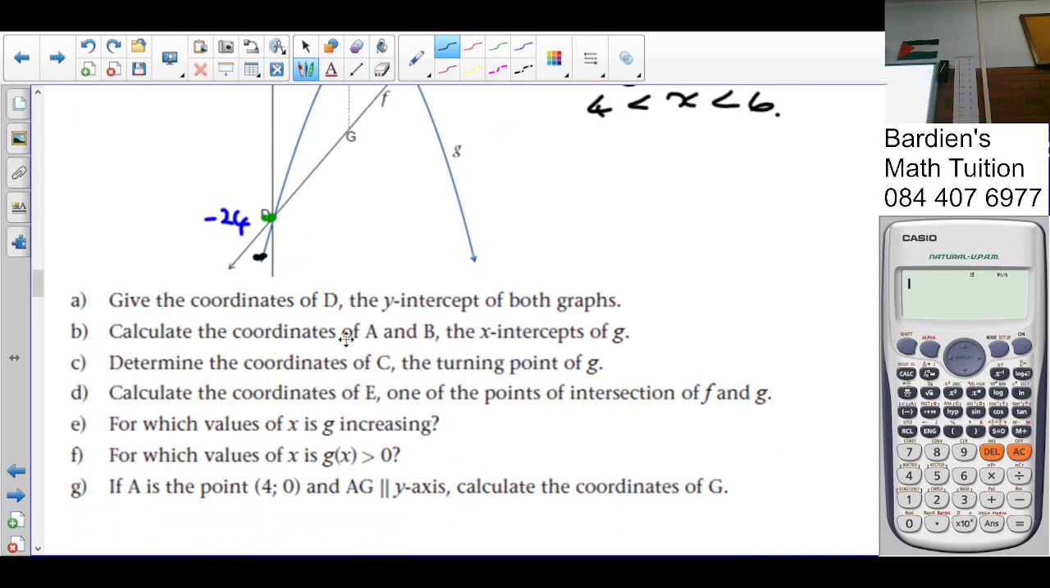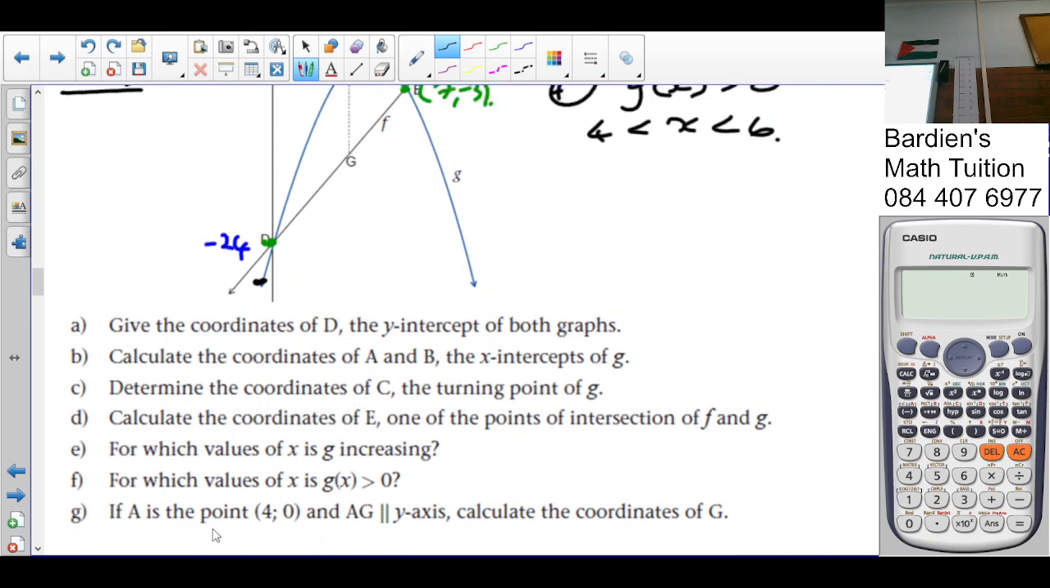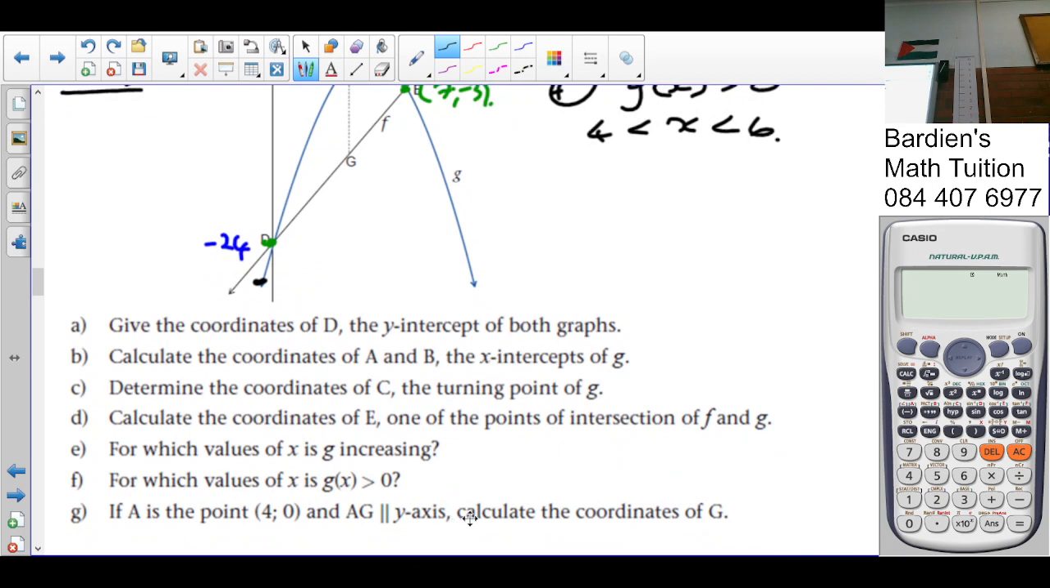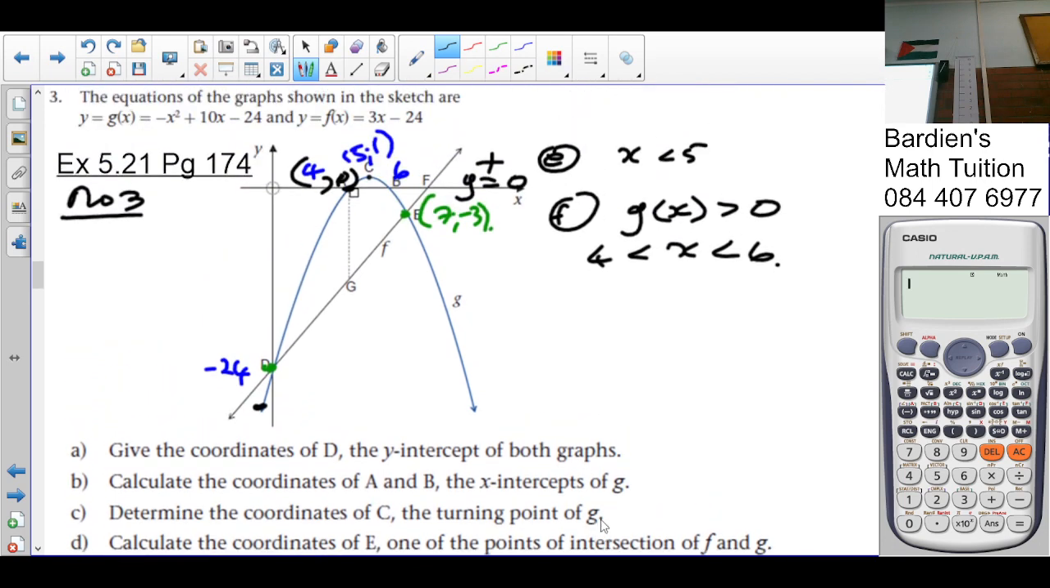In G we are told that if A is the point (4; 0), okay, which we do have, it confirms that the answer to A is correct. Not so? It says AG is parallel to your y-axis. Calculate the coordinates of G. So what do we know about G already? There's an x value of 4. They can either say it's perpendicular to your x-axis or parallel to your y-axis. Okay. So G is 4 and some y value.